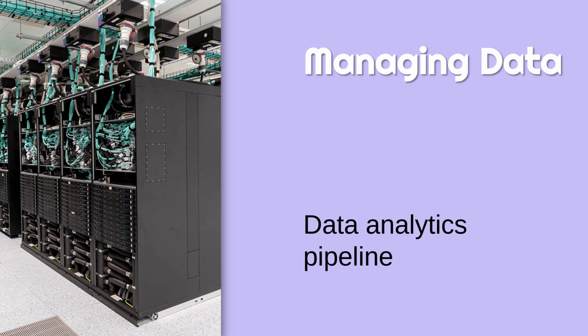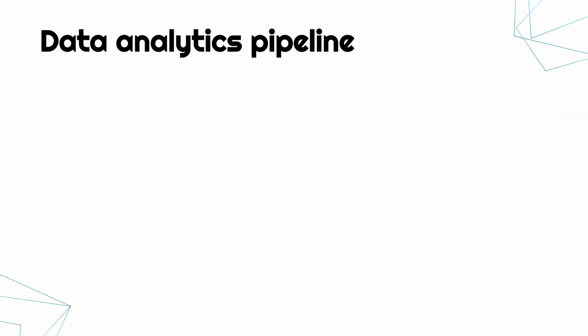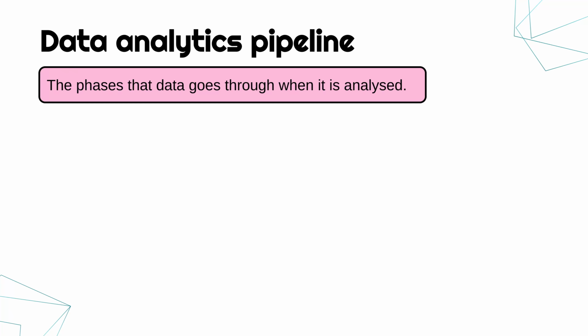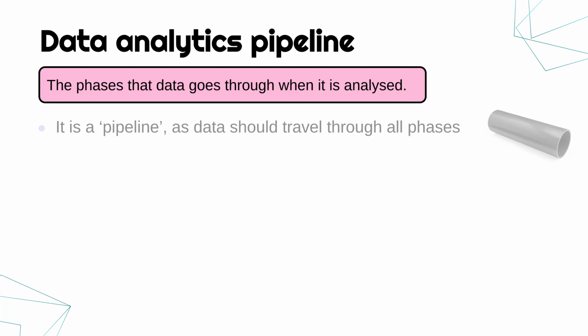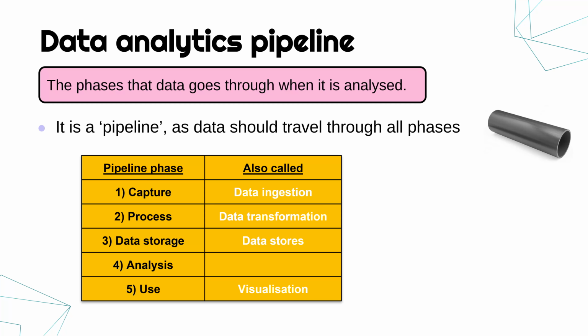Hello, we're now going to talk about the data analytics pipeline, which consists of the phases the data goes through when it is analyzed. And it's described as a pipeline because all data entering your system has to go through each of these phases, and it proceeds continuously as more and more data is being introduced to your system. There are 5 phases to learn in this pipeline, and to add insult to injury, 4 of these phases have got alternative names as well, which you should try and learn too.